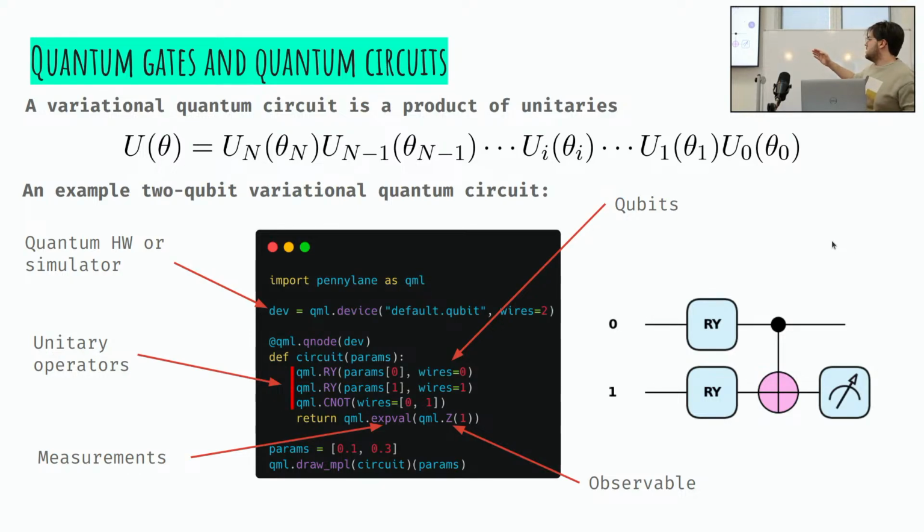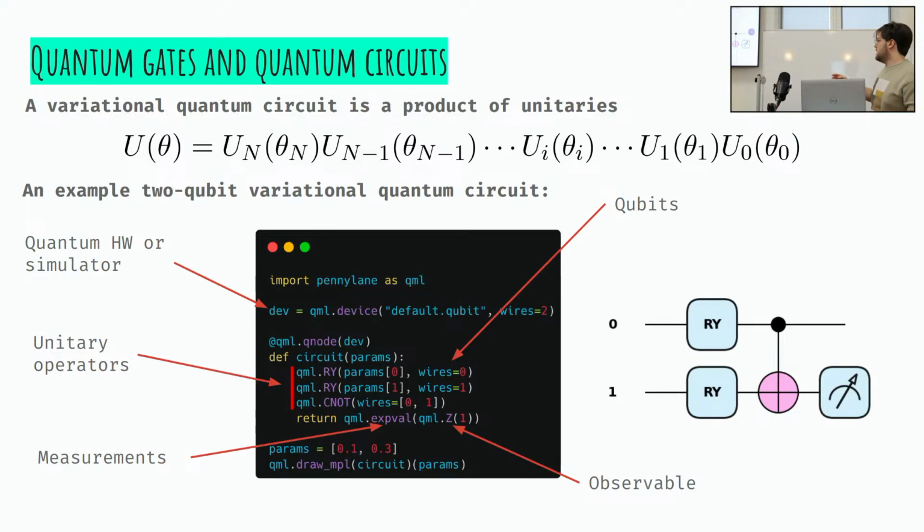This example here, in PennyLane, you see that you can define a device. A device is either quantum hardware or a classical simulator. After that, you define your circuit. This circuit represents your quantum function. You can take some parameters. And you see that you define those little unitaries that are here, the rotation Y and the CNOT gate.